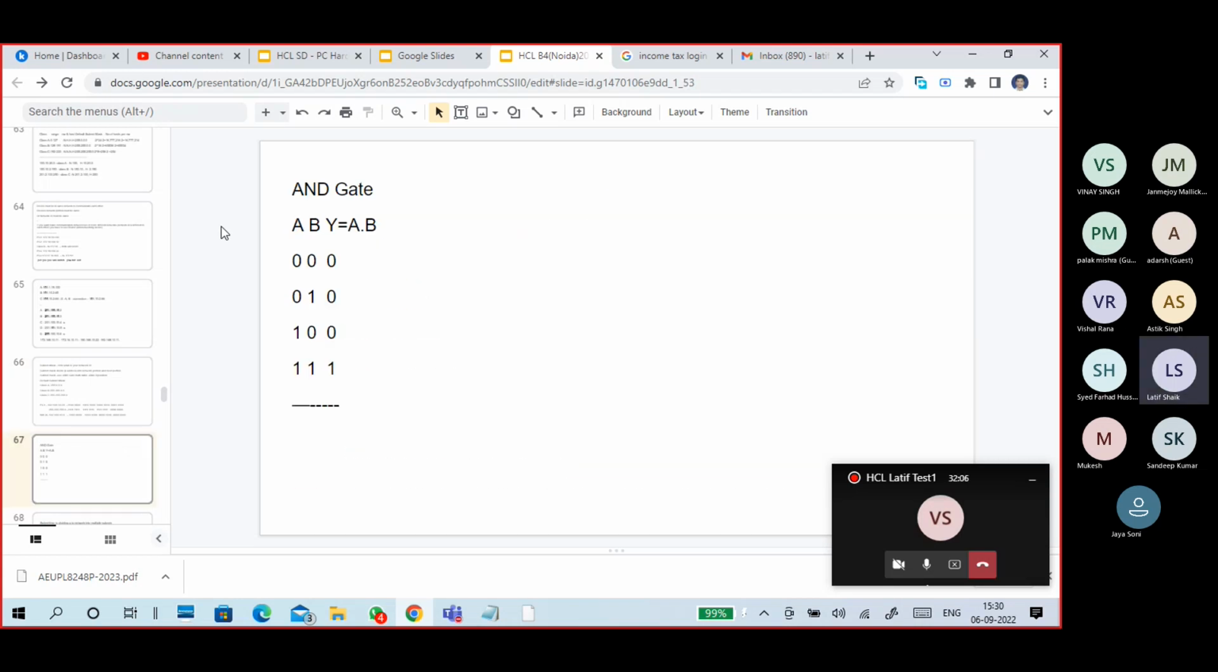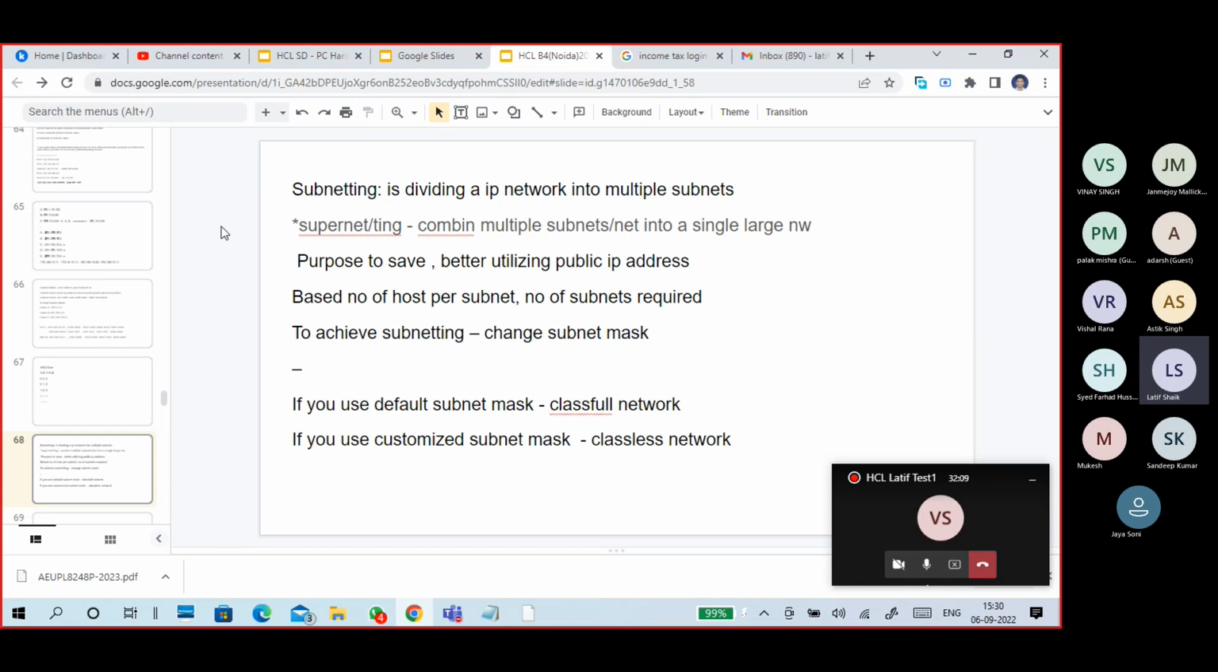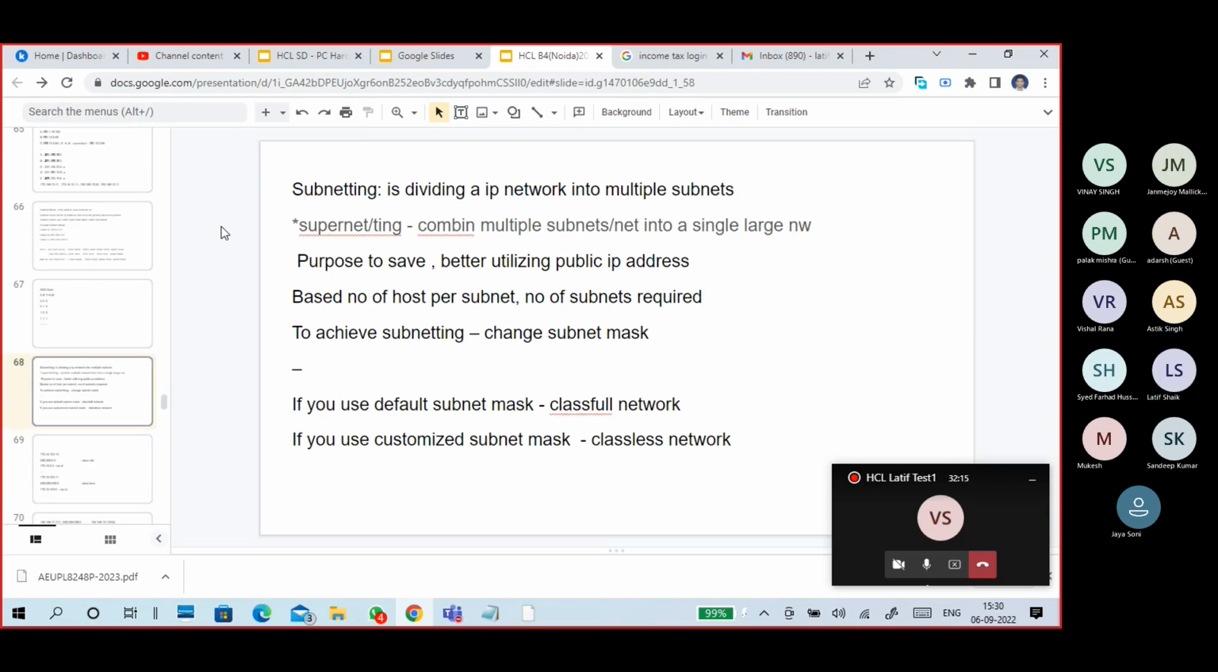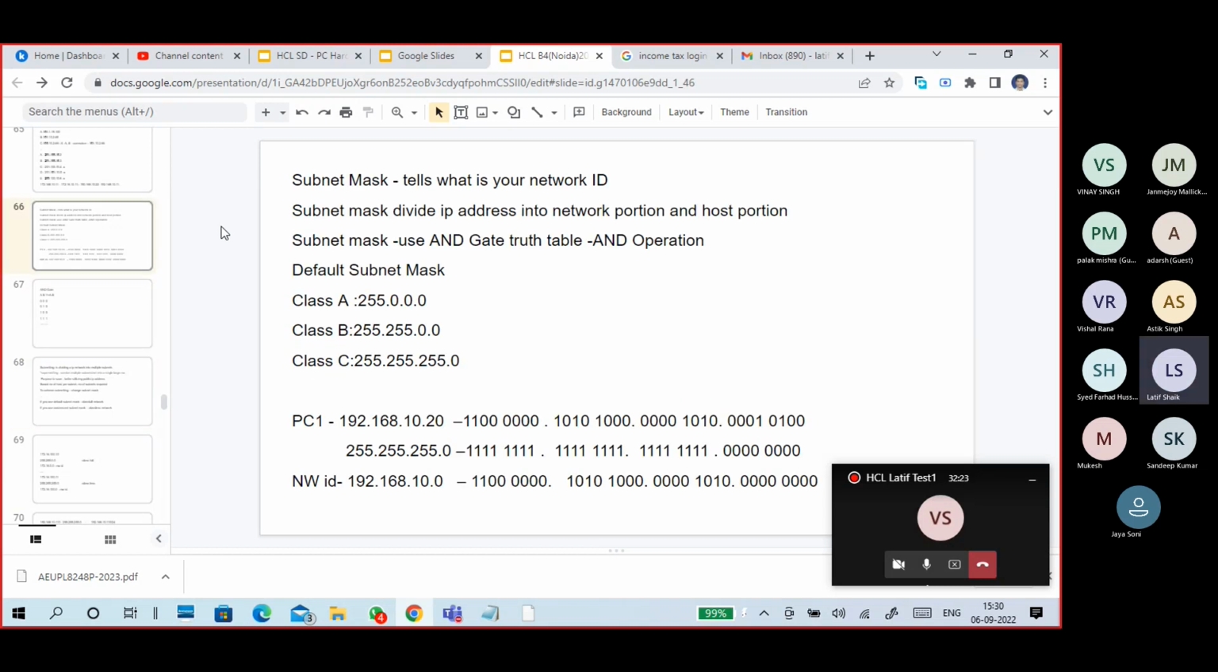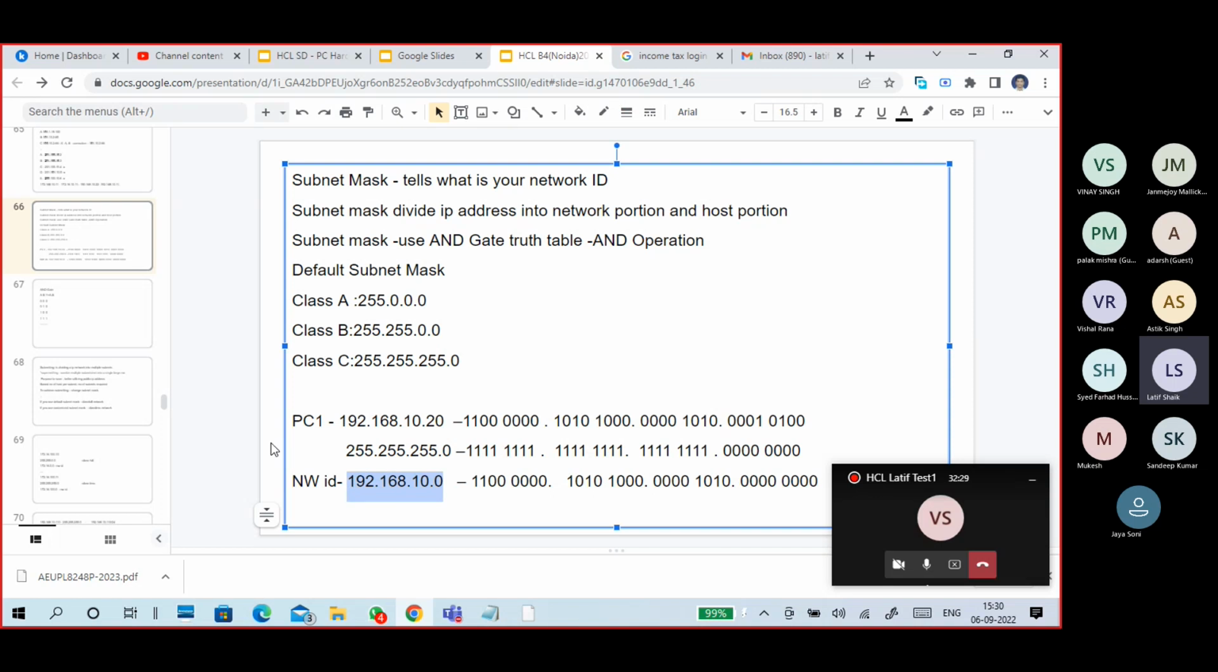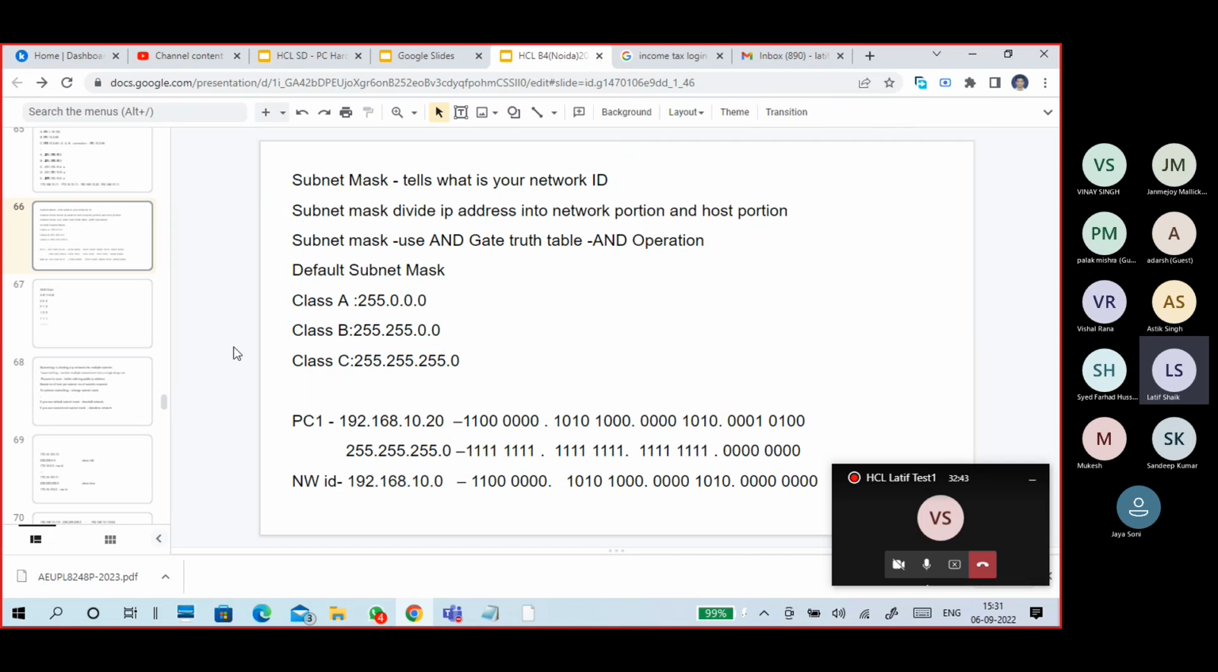The calculation is based on the AND gate operation. I'm not going into that. This is called subnetting. What is subnetting? Subnetting is dividing an IP address space into multiple subnets. You have a network, and you can see there is a network ID here. This is one single network. We can divide this network. We are getting 254 hosts in this network.